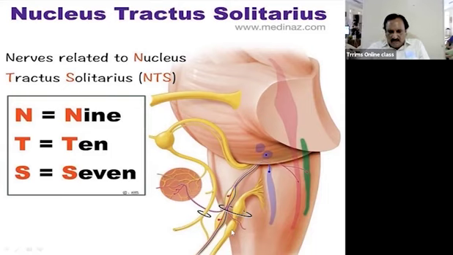You should also remember that in the chemical control of respiration, the peripheral chemoreceptors, which are present in the carotid and aortic area, will terminate in the nucleus tractus solitarius. That is, it is a chemosensitive area in the brain.